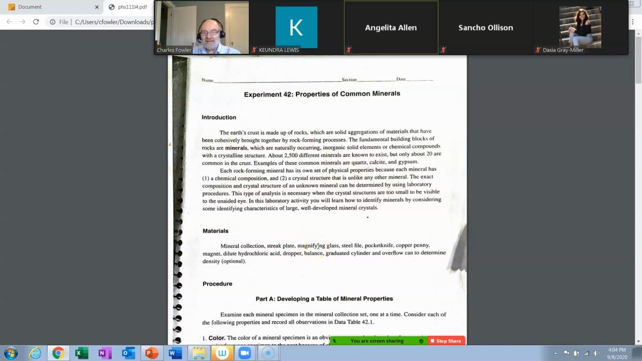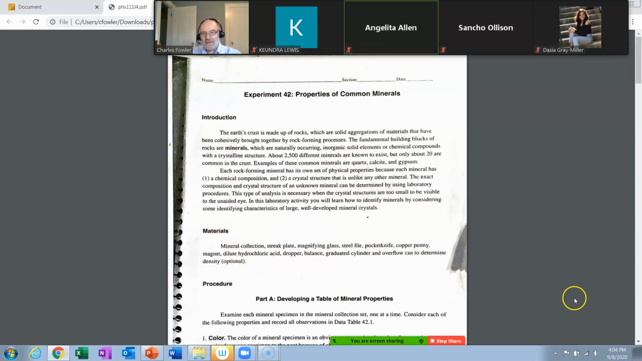Magnifying glass, I probably may have had one on campus, but we certainly couldn't use it here. Steel file, we don't have one here. I could come up with one, but we can't use it. Pocket knife, we wouldn't want to have that on campus, but if we did, we can't use it because we're not there. Copper penny, all these things, we don't have this. So here's what we're going to do.